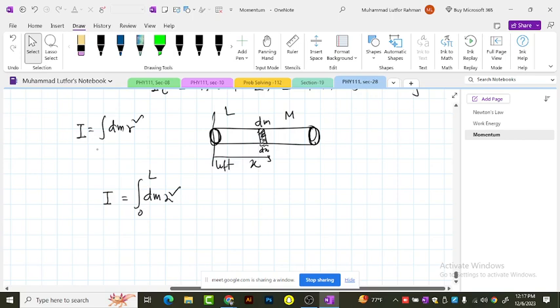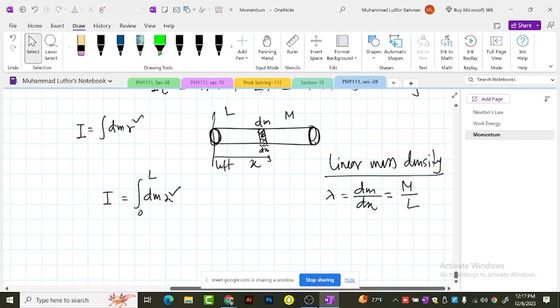So I will use the definition called linear mass density. It looks exactly like what we did for the center of mass. We write lambda, the mass per unit length, dm over dx. If I take the total mass divided by the total length, it should be exactly the same ratio.